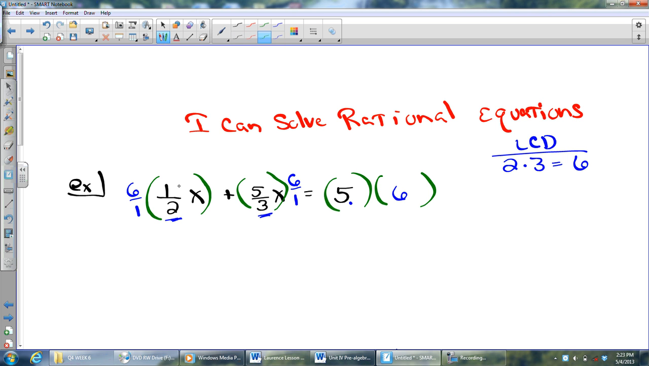All right, so when we multiply here, 2 goes into 6 3 times. 3 times 1 is 3. 3 times x is 3x. Look at that, there's no fraction. All right, here, 3 goes into 6 2 times. 2 times 5 is 10, times x, 10x. 5 times 6, that's a hard one, 30. Now I'm going to combine my like terms and get 13x equals 30, and it's a one-step equation from this point. I'll divide by 13. Okay, so x is going to equal 30 over 13.